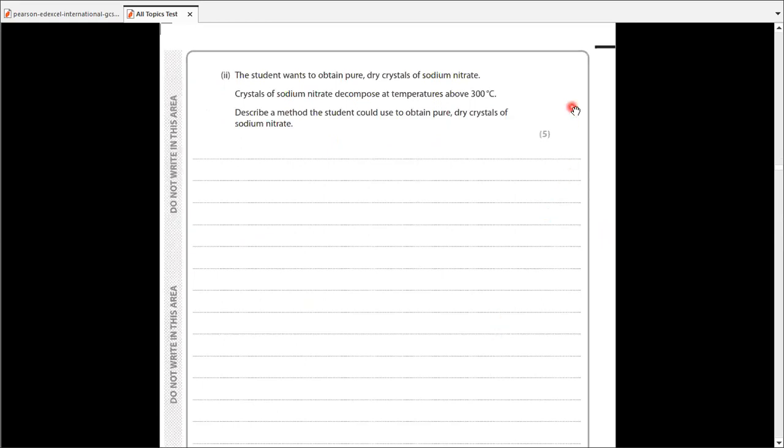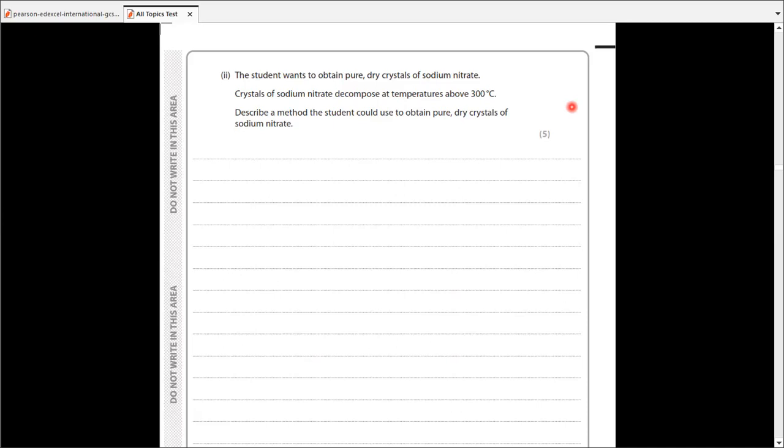Oh, 5 marks. Okay. The student wants to obtain pure dry crystals of sodium nitrate. Crystals of sodium nitrate decompose at temperatures above 300 degrees Celsius. Describe a method the student could use to obtain pure dry crystals of sodium nitrate.